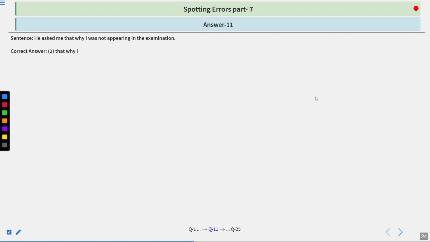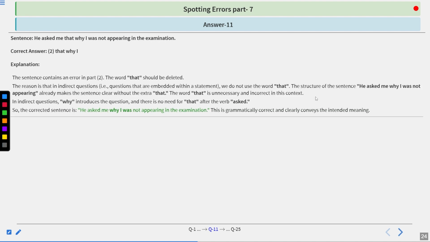The correct answer is option number 2, "that why I". The explanation: the sentence contains an error in part 2. The word "that" should be deleted. The reason is that in indirect questions, that is, questions that are embedded within a statement, we do not use the word "that". The structure of the sentence, "he asked me why I was not appearing", already makes the sentence clear without the extra "that". The word "that" is unnecessary and incorrect in this context. In indirect questions, "why" introduces the question, and there is no need for "that" after the verb "asked".